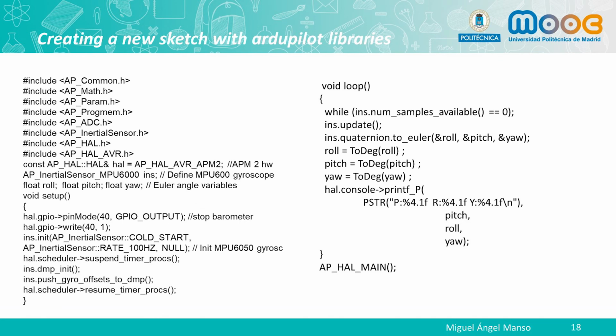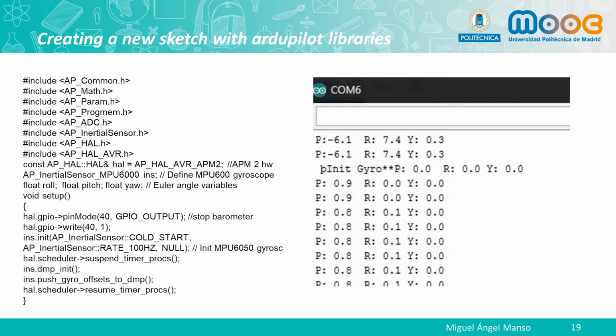Creating a new sketch with ArduPilot libraries. In this slide, we can see how to create a sketch program including several libraries, defining constants and variables, and the loop and the setup functions. After loading and init serial monitor, we can see reads from the three angles. Then we can move the ArduPilot to read new values updated.